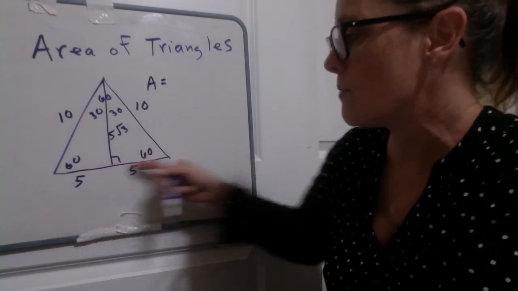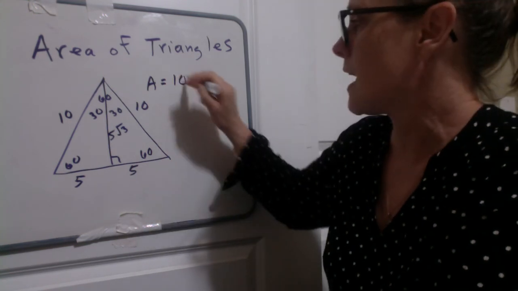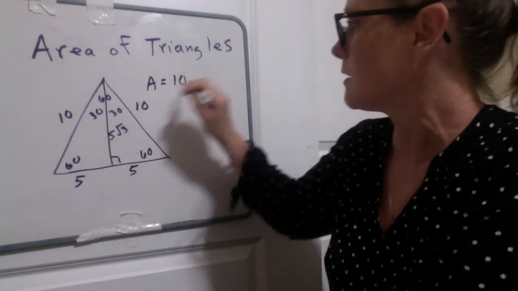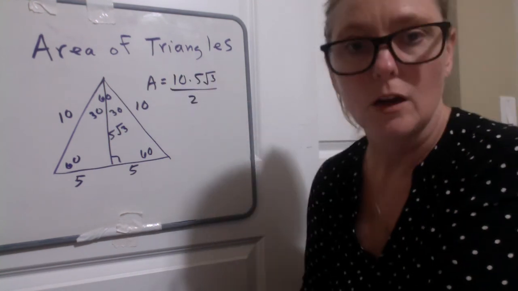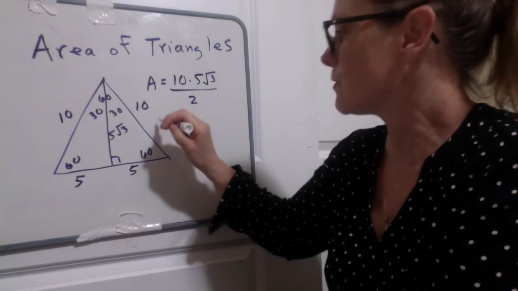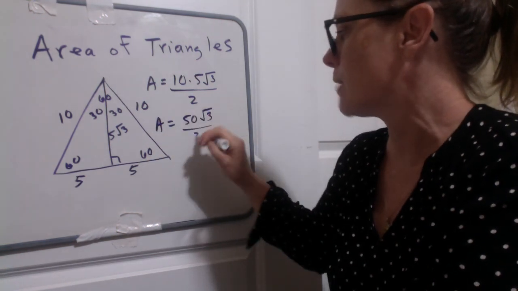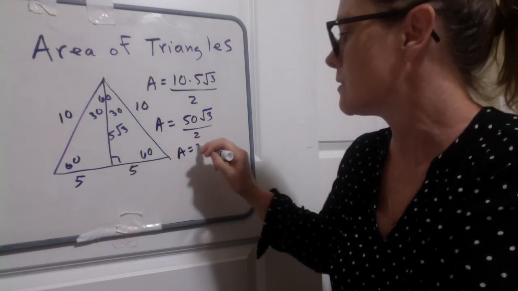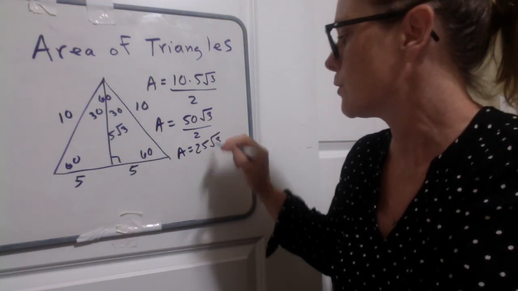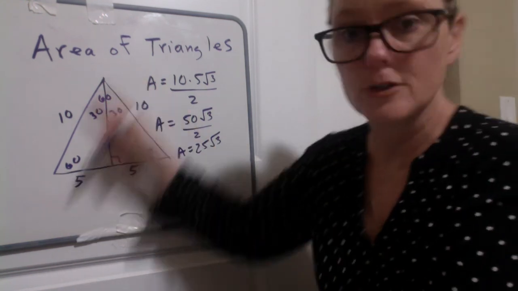It will be the base, that whole length, which is 10. So I'd write 10 times the height, 5 root 3, divided by 2. All right, now I'm going to have 50 times root 3 divided by 2. Again, I can cross cancel here. I'm going to get 25 root 3. That would be my area of that entire triangle.